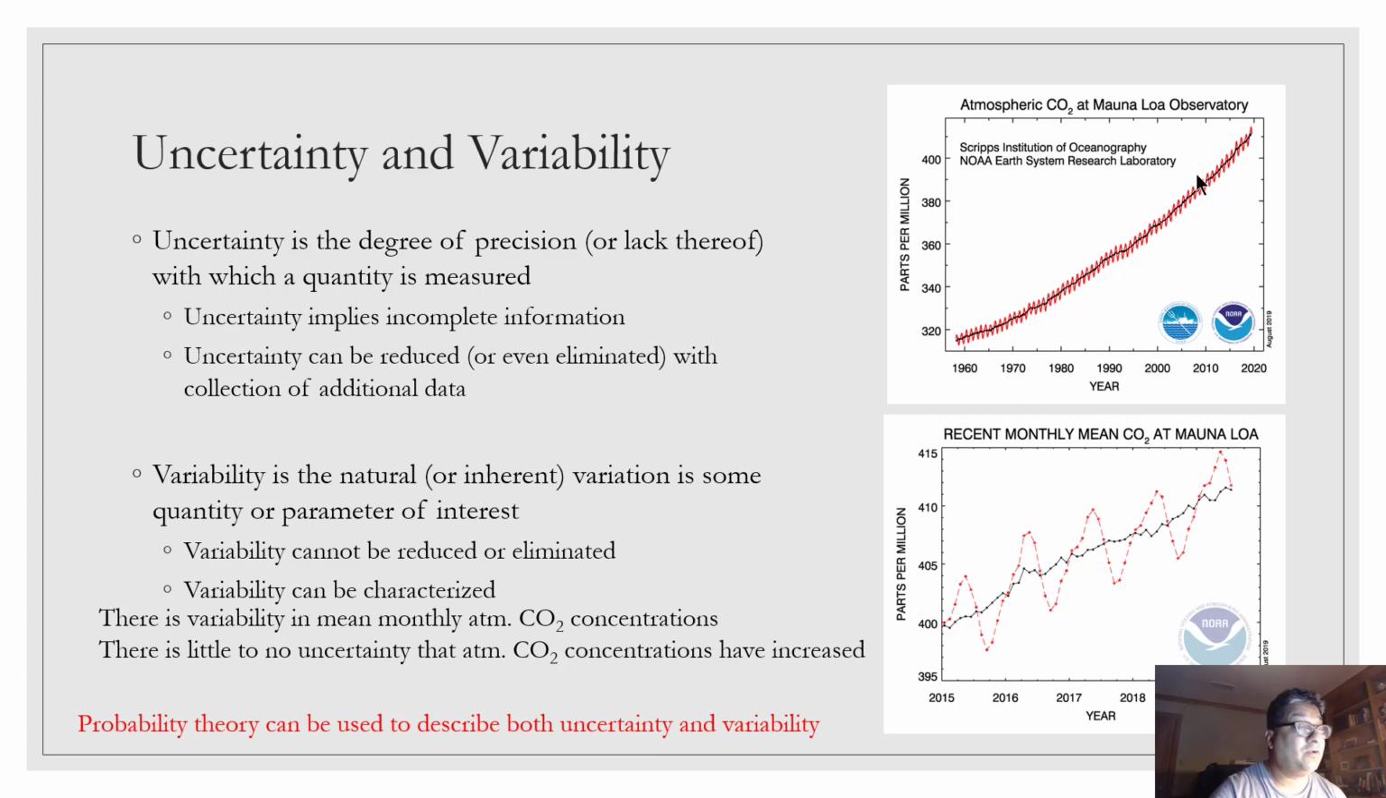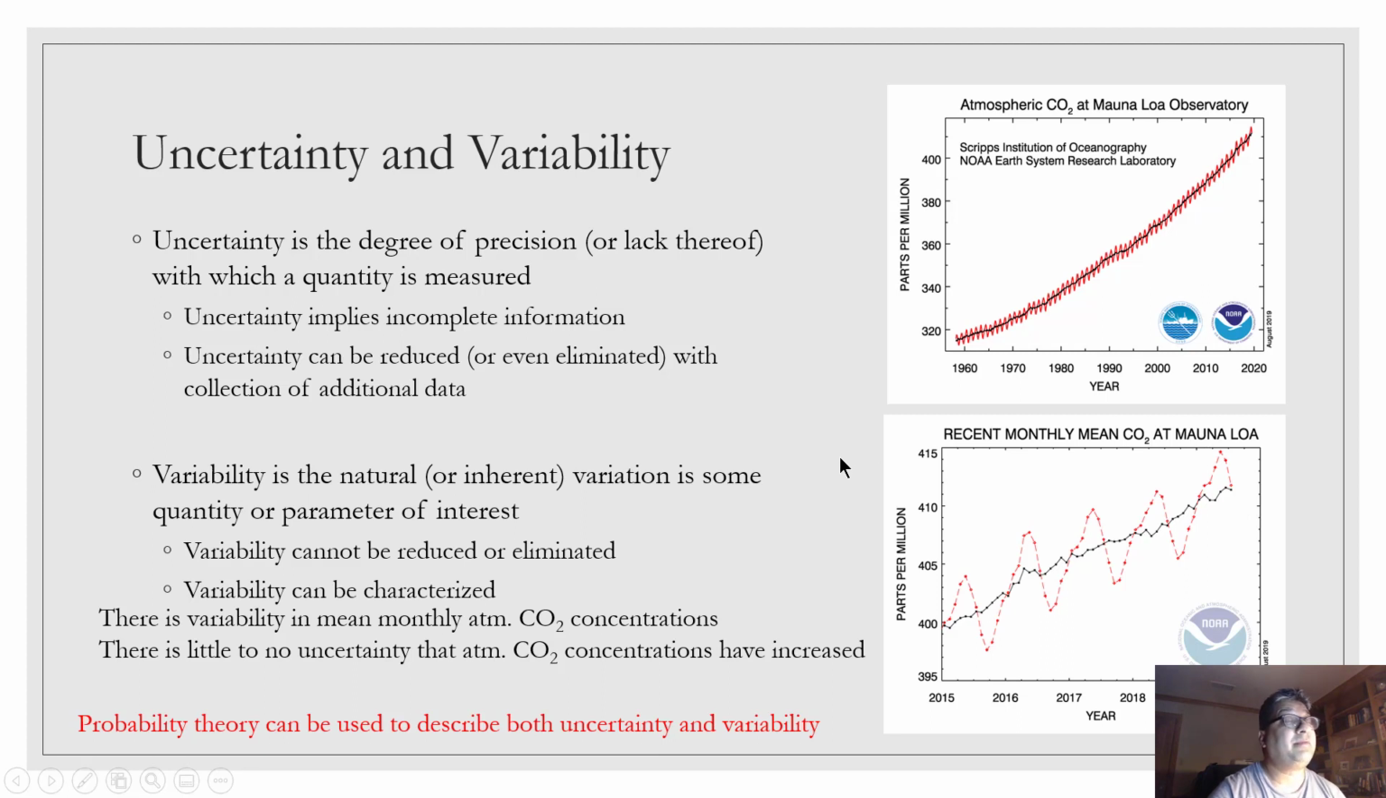Okay, so there is variability in the mean monthly atmospheric carbon dioxide concentrations, but there is little to no uncertainty that carbon dioxide concentrations have increased over a long period of time. So probability theory is what we can use to describe both uncertainty and variability. Uncertainty is something that you can reduce with the collection of more data. If I just looked at 2060, I probably couldn't have told whether it's going up or down. But because we looked at data over a much longer time frame, we can say with a lot of certainty that concentrations are increasing. But variability still exists in that data, and we really cannot eliminate that variability.